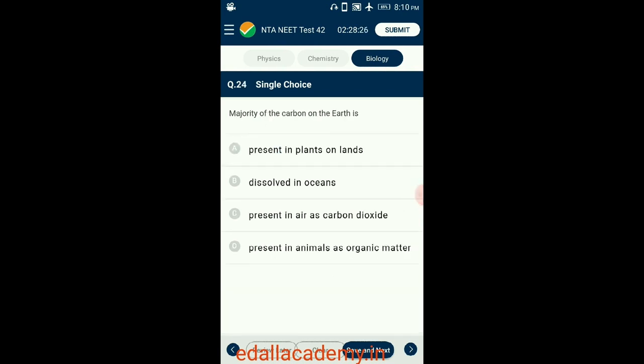Question number 24. Majority of the carbon on the earth is, the reservoir of carbon in the world is in the oceans. Overall, 71% of the global carbon is dissolved in them. The oceanic reservoir regulates the amount of carbon dioxide in the atmosphere. So the answer for this question is option B, dissolved in oceans.